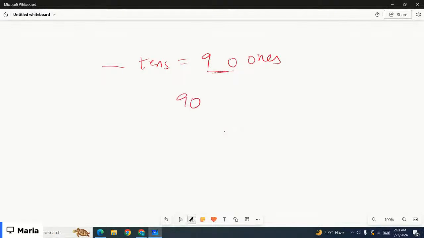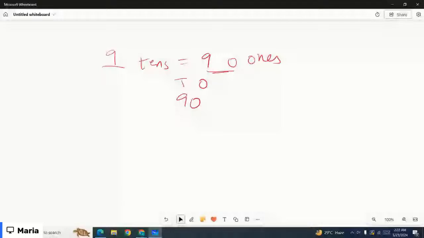90 ones means you have 90, right? So how many tens? You have to see the digit that is at the tens position. 0 ones, and 9 tens, right? 9 is at the tens position. So that means you have 9 tens. Got it? That means you have 9 tens.